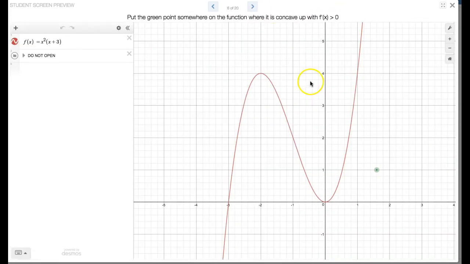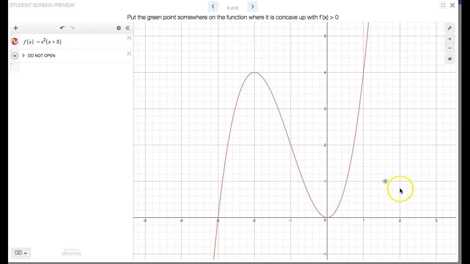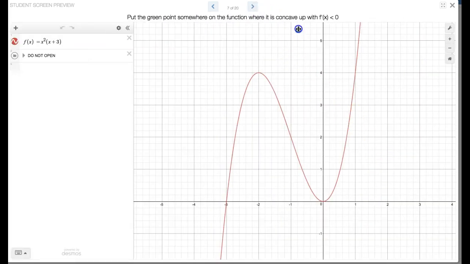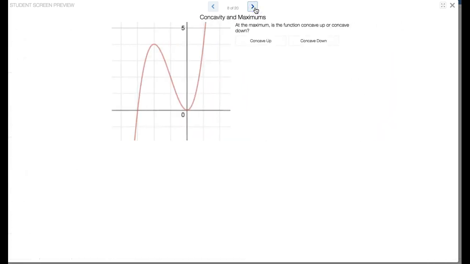Next, put the green point on the function where it's concave up and the derivative is positive. This is concave up over here, and the derivative is positive since there would be a positive slope here. Put the green dot where it's concave up and the derivative is negative, and that would be on this side here. It's concave up, it's holding water, but the derivative is negative, the slope is negative. When you have concave up and the derivative goes from negative to positive, you have a minimum value. And that's what we're going to be learning in this section.